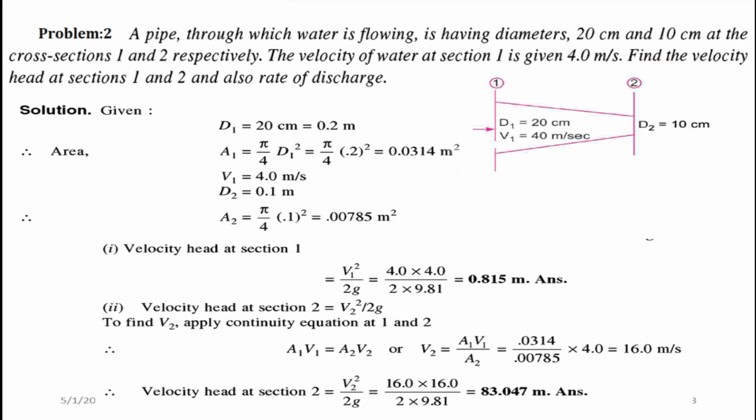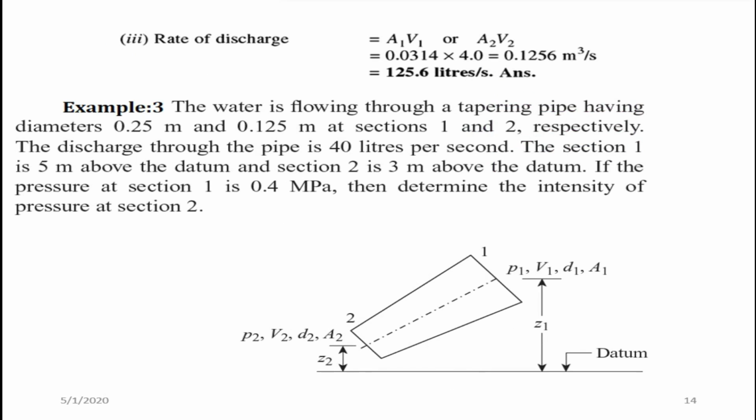Now the rate of discharge is asked in the problem. Rate of discharge means what? Q is equal to AV or A1 V1 or A2 V2, because discharge Q is equal to A1 V1 equal to A2 V2. Any respective parameters you can take to find discharge. So 0.0314 into 4 is equal to 0.1256 meter cube per second. If you want in liters per second, just convert by multiplying 1000, 125.6 liters per second.